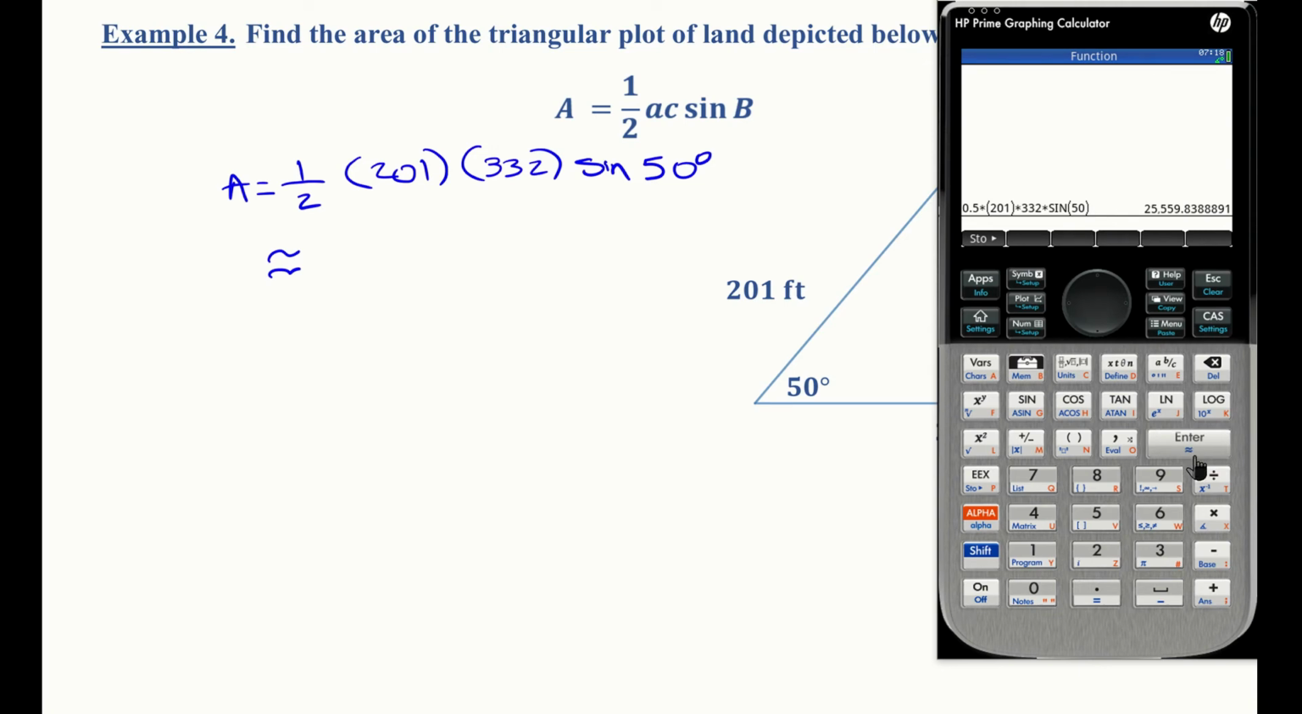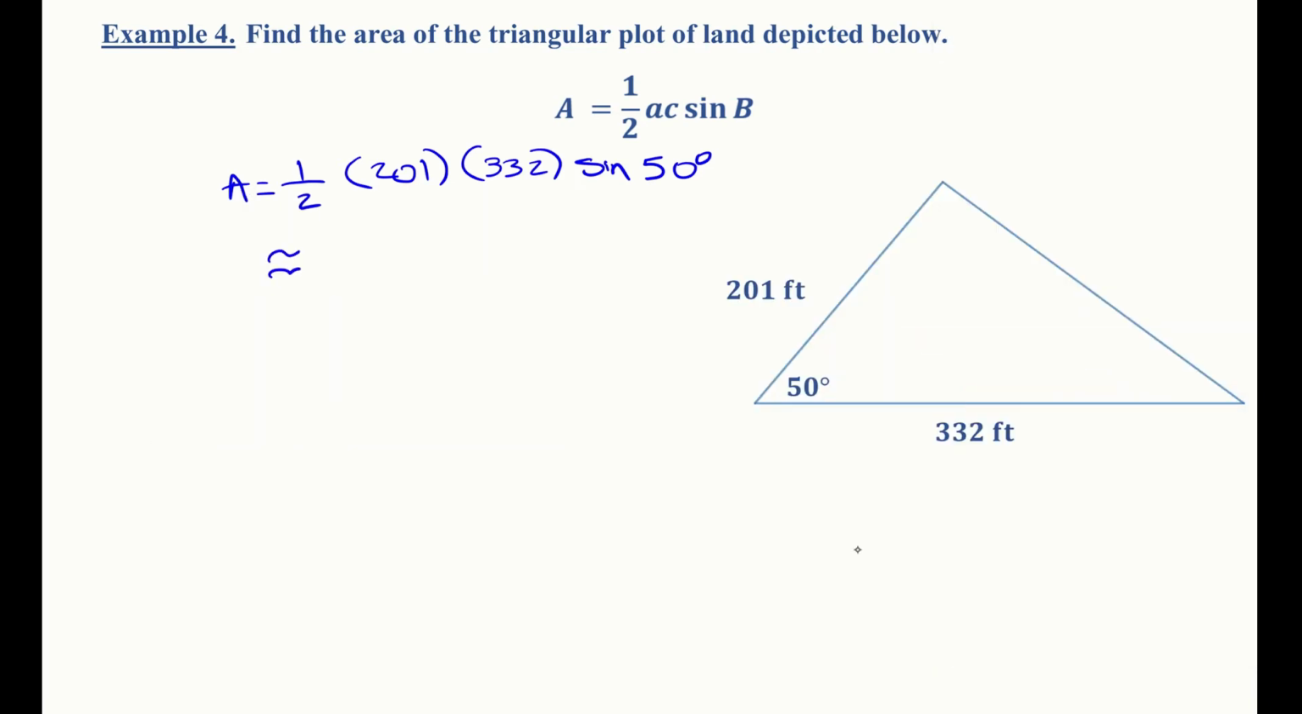So the area of this triangular plot of land is approximately 25,560 square feet. All right, so a very nice quick application of the law of sines, enabling you to find the area of any triangle as long as you know two sides and the angle between those two sides.